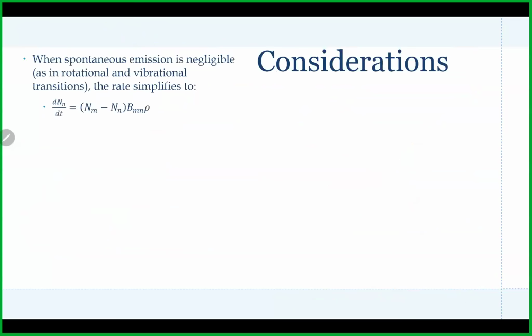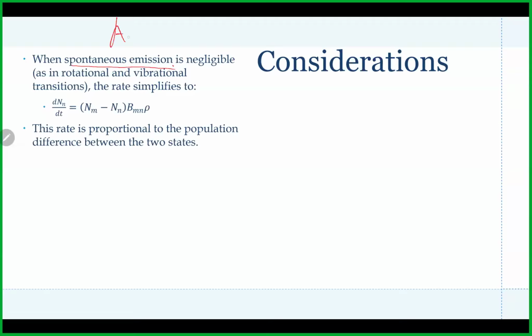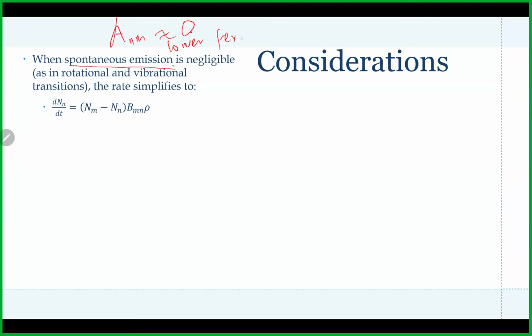So a little bit more considerations before we move on to the other thing that affects population of states. So when spontaneous emission is negligible, so when A_NM is approximately 0, which will happen at lower frequency based on what we just saw.